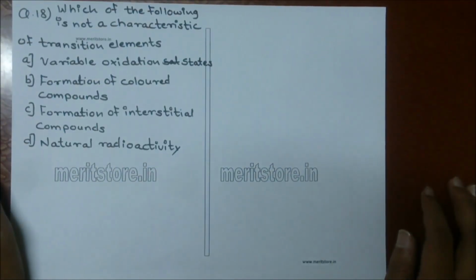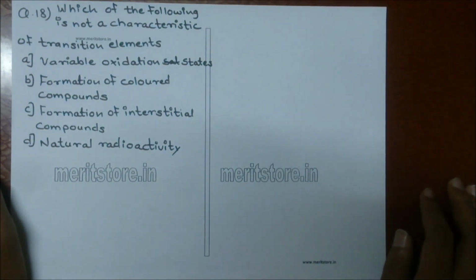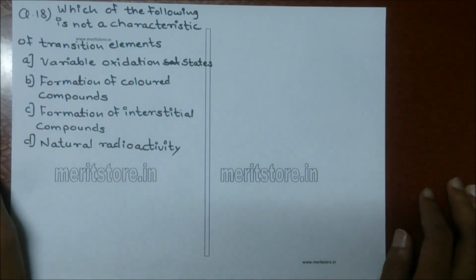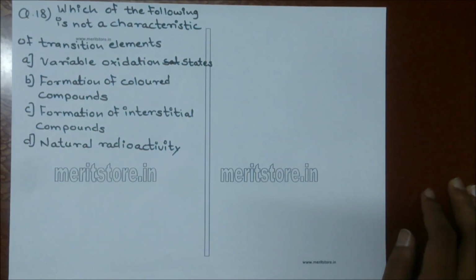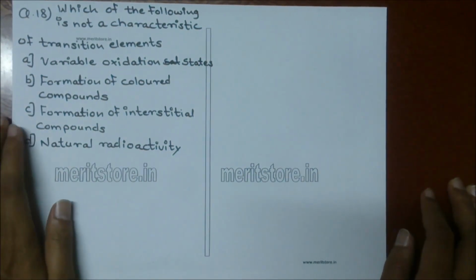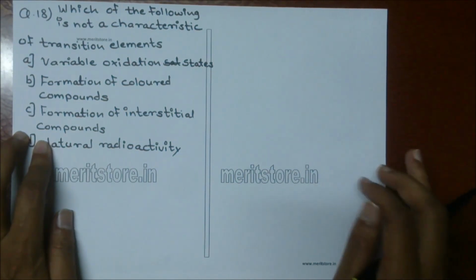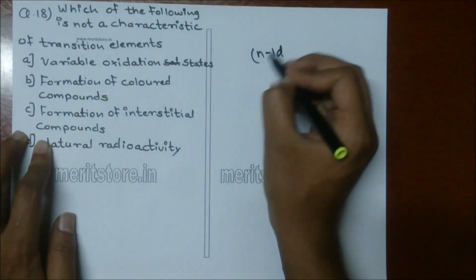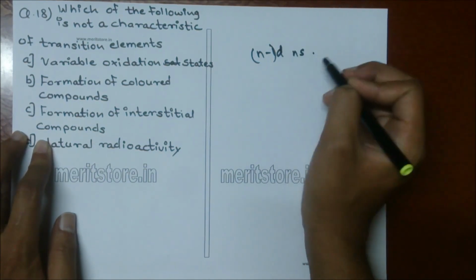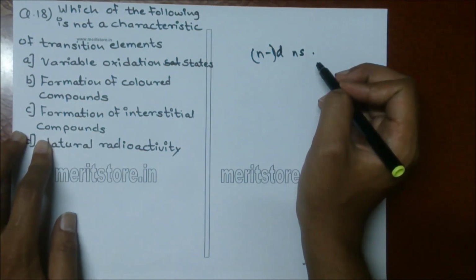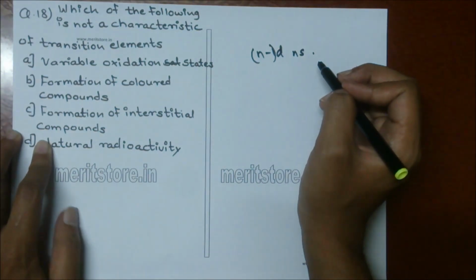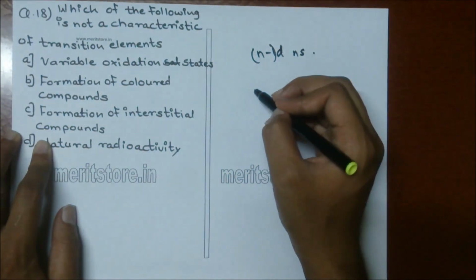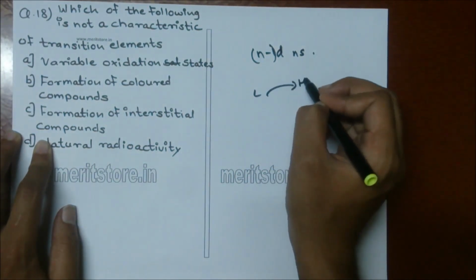Number 18. Which of the following is not a characteristic of transition elements? A. Variable oxidation states, B. Formation of colored compounds, C. Formation of interstitial compounds, D. Natural radioactivity. The variable oxidation state of transition metals is due to involvement of (n-1)d orbital and ns orbital. So the color of transition metal ions arises when an electron moves from a lower d orbital to a higher d orbital.